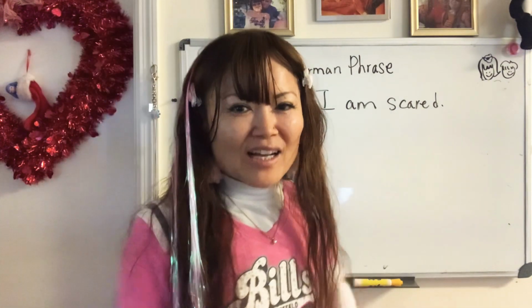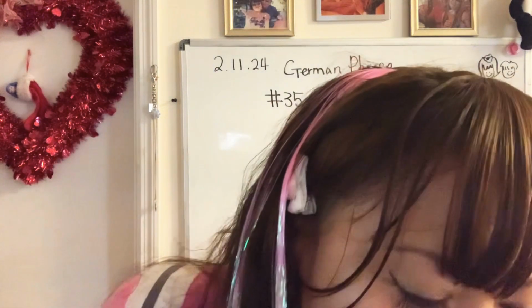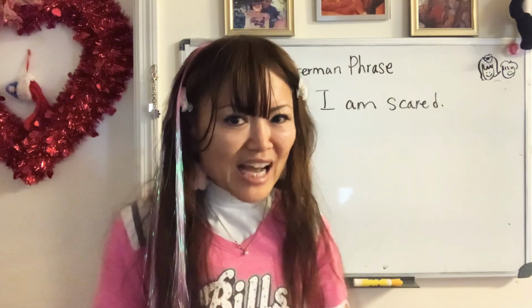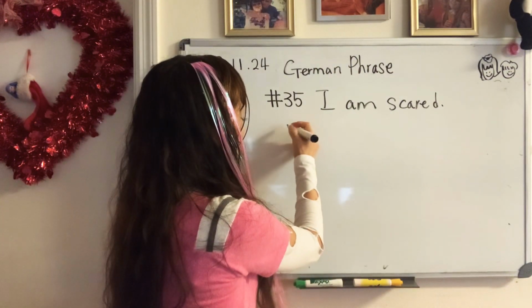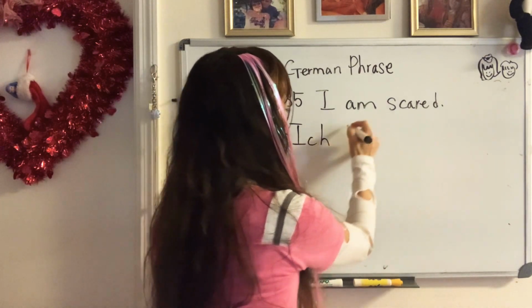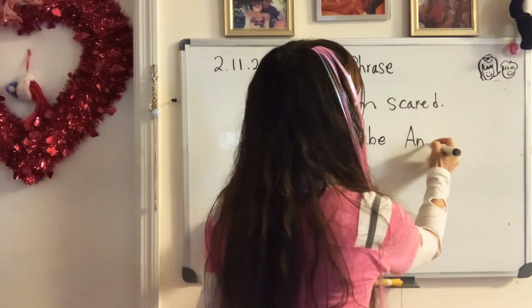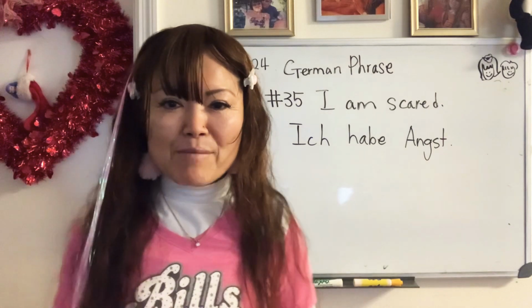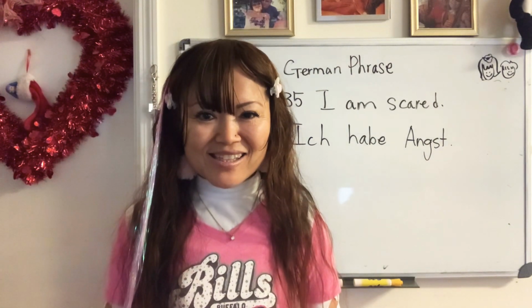It's German phrase number 35. I am scared. How do you say "I'm scared" in German? Please repeat it after me. Ich habe Angst. Ich habe Angst.